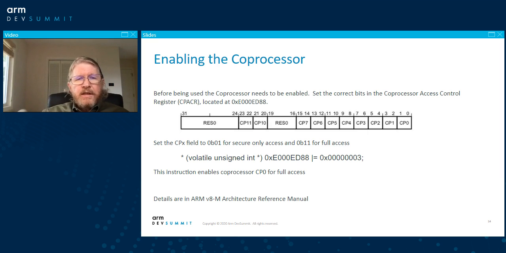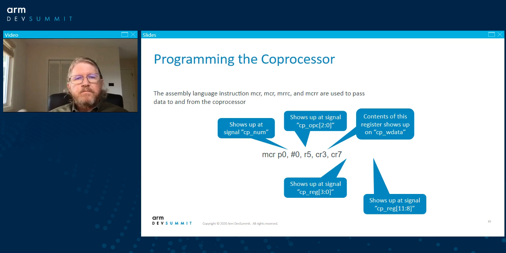There's quite a bit more detail on this in the ARM v8m architectural reference manual. So to program the coprocessor, we're going to be using the assembly language instructions MCR, MRC, MRRC, and MCRR. And these are used to pass data back and forth between the processor and the coprocessor. Now, I wasn't able to find any documentation that directly indicated which fields of the instruction end up on which signals that we looked at just a couple of slides ago. So here's a partial mapping that describes how that works.